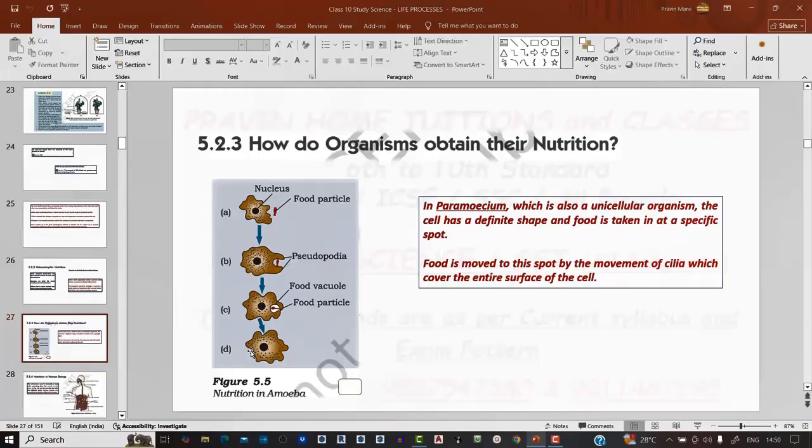In paramecium, the cell has a definite shape and food is taken in at a specific spot. Food is taken at a specific spot by the movement of cilia, which cover the entire surface of the cell. So this is the only difference. Amoeba goes towards the food particle, while paramecium takes the food particle at a fixed point and then it is taken inside the body, and then it is digested.